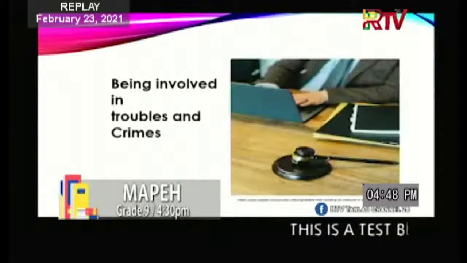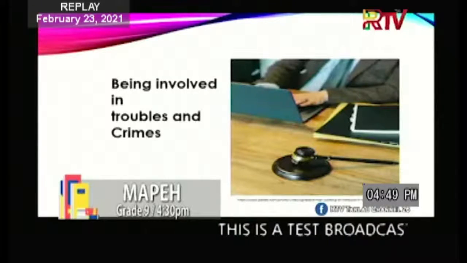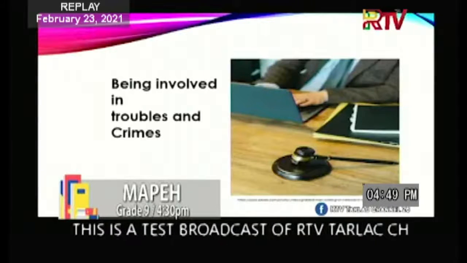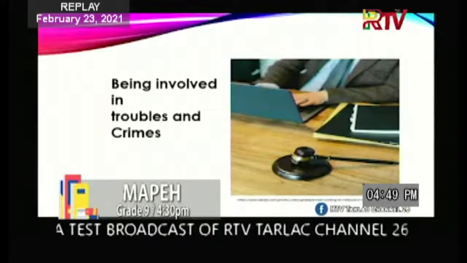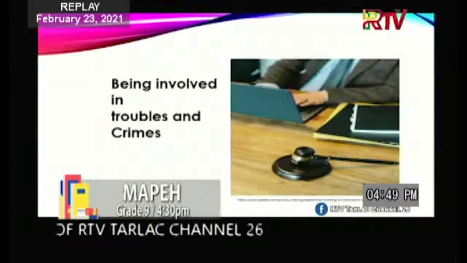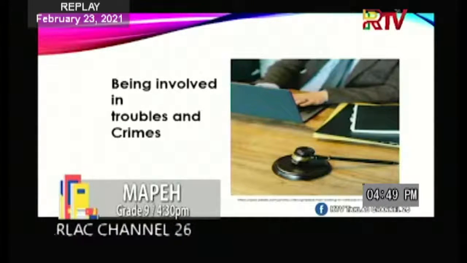Number 5 is being involved in troubles and crimes. Drug users and abusers are overly sensitive about things. They are often defensive and hot-headed. And worse, drug use can lead to committing crimes punishable by the law.